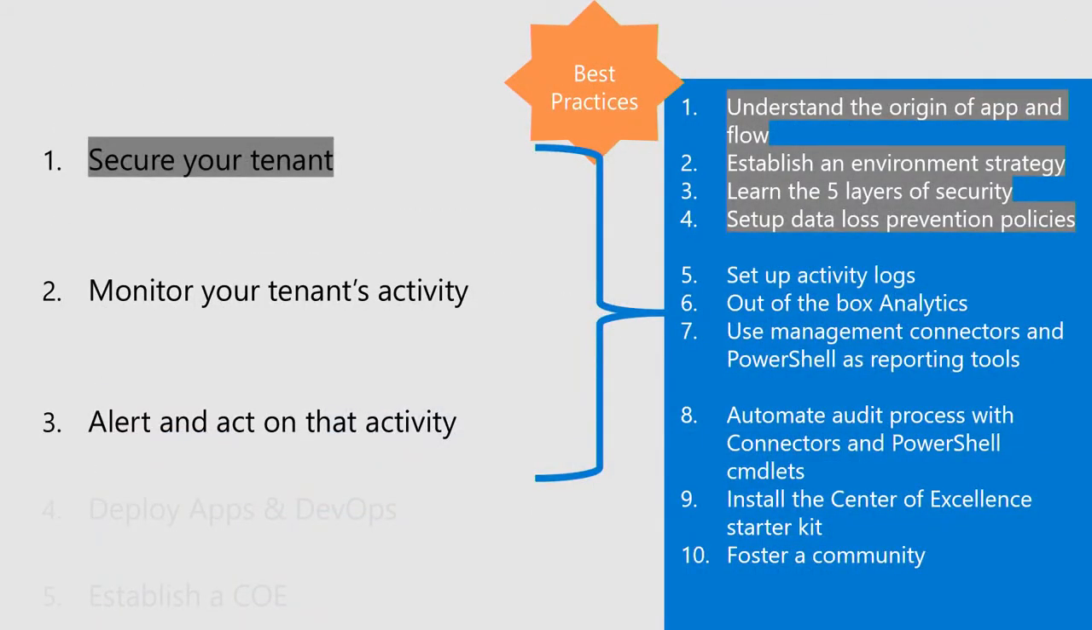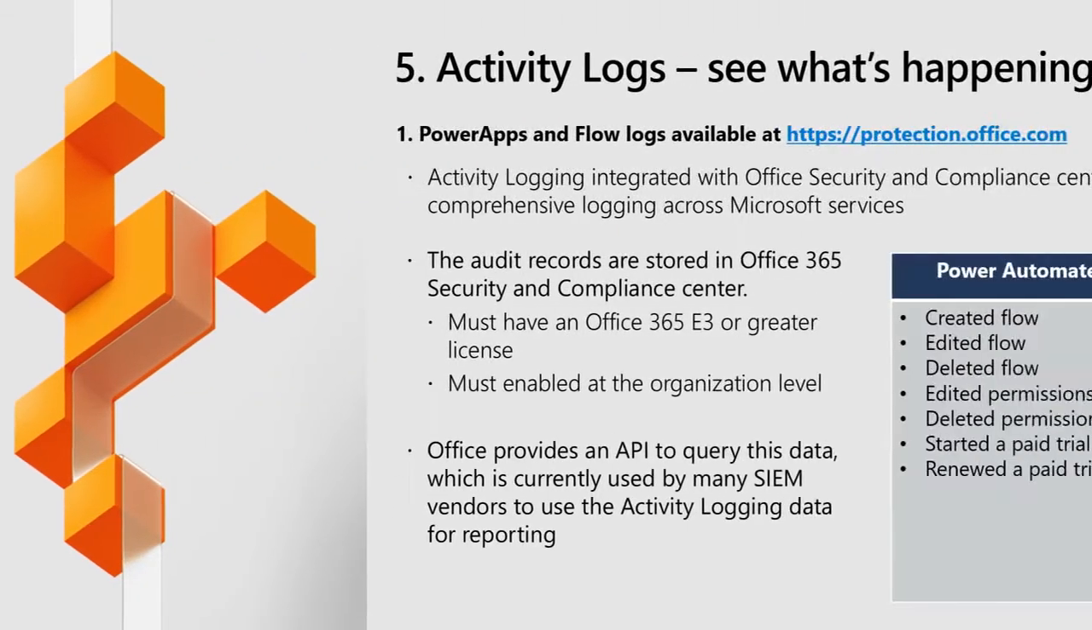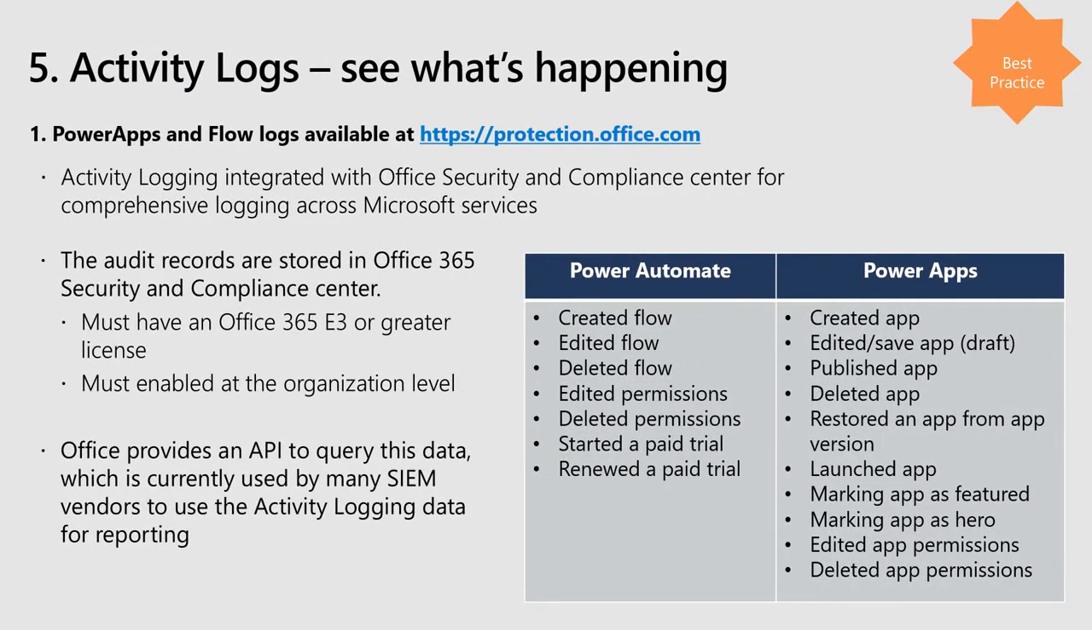So from an admin perspective, again, let's put on the hat of an admin. You've secured your tenant, some basic things, environment, security, setting up DLP. So the question then is, how do I monitor? Is there something that I can monitor? What we strongly suggest is setting up activity logs. You can go to the Office site. It is integrated with that. You want to set up activity logging for Power Apps and Flow.